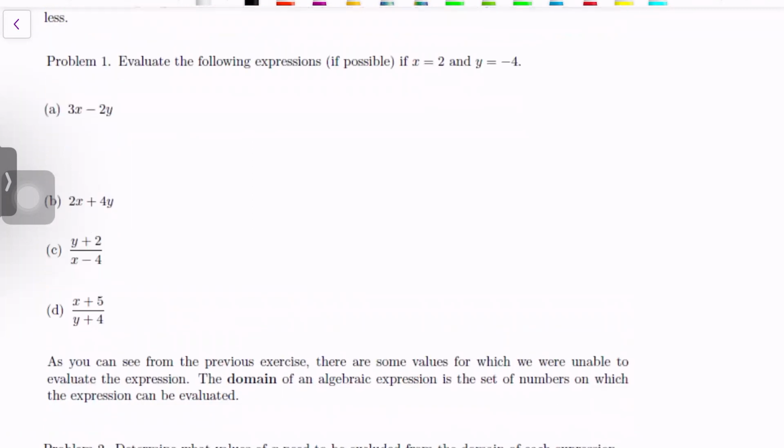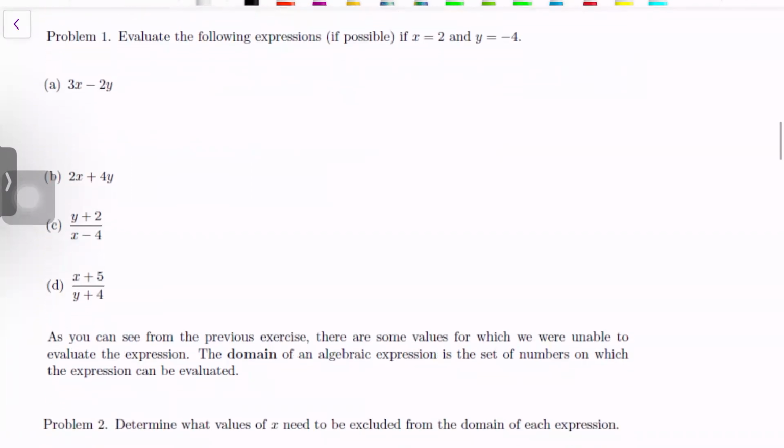So let's move on. I hope that we kind of reviewed the inequalities, how to read them and how to write them or draw them. Let's look at expressions and mainly their domains. I'm going to do just B and D.